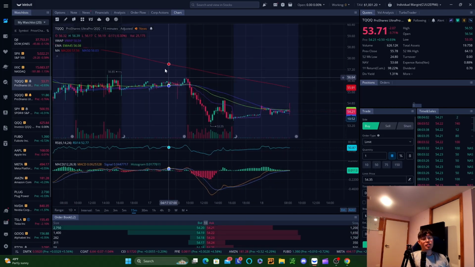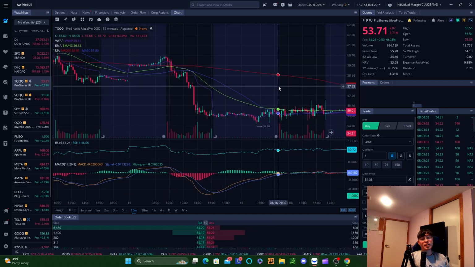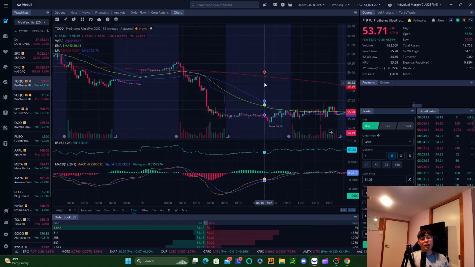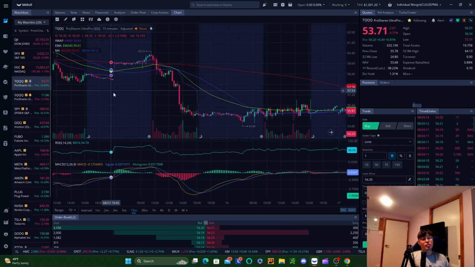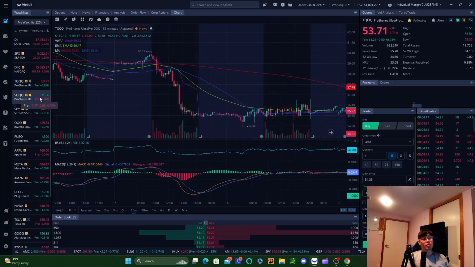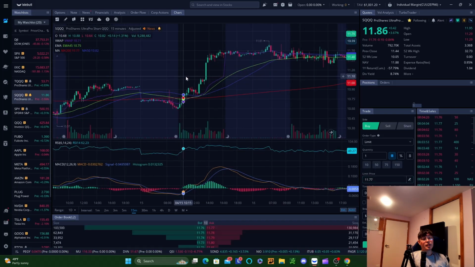So this is TQQ. What we're seeing is a complete downtrend. Now we're going to switch over to SQQQ, which is the inverse. So now we'll go ahead. This is Monday as well, the 15th.